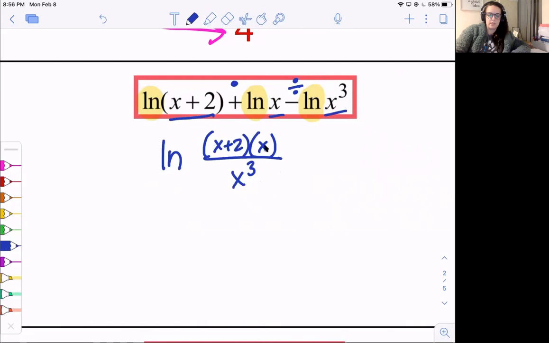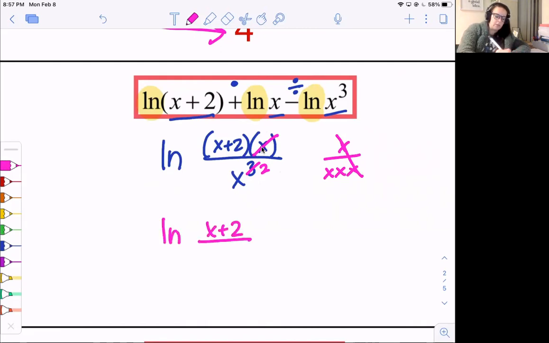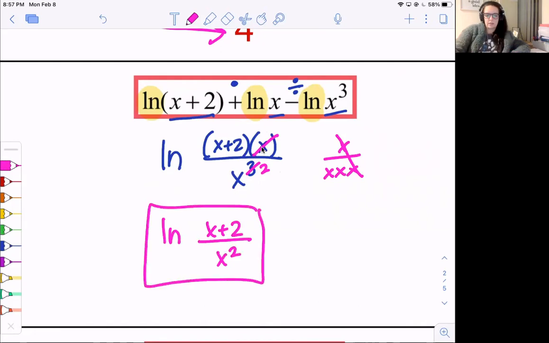Since it's written like this, I can see x over x to the 3rd. Those can be simplified, right? Remember, this would be like x over x, x, x. These will cancel, leaving me with x squared on the bottom and no x's on top. So I'd have the natural log of x plus 2 over x squared. That's my final answer there. So I changed it to multiplication and division, simplified it into one log, and then simplified if possible.